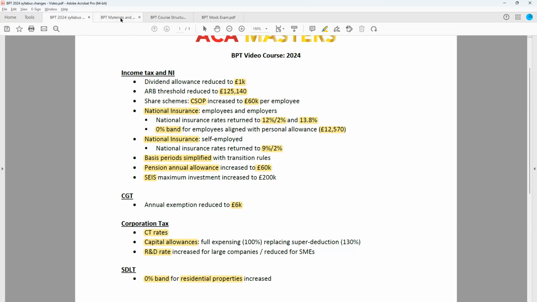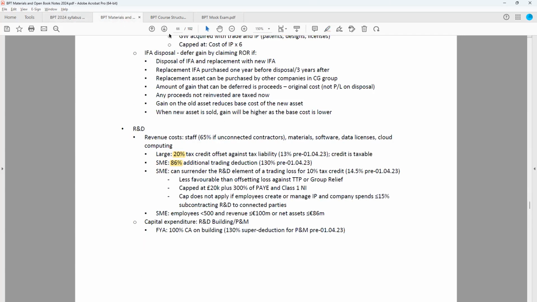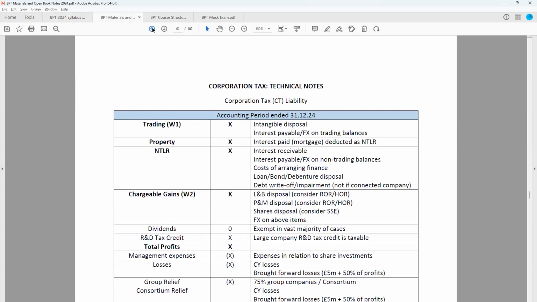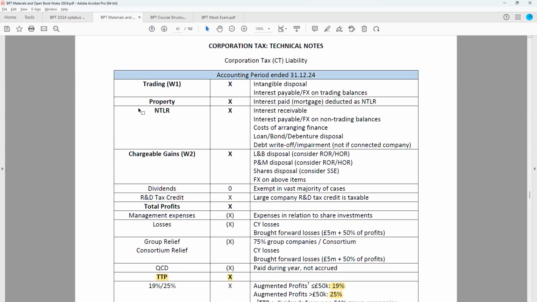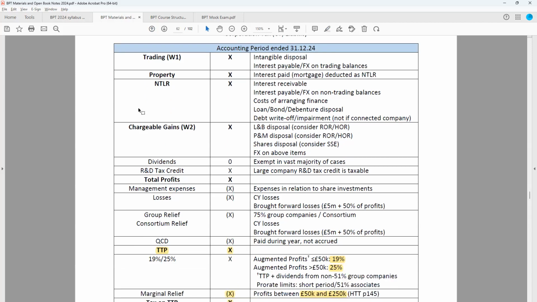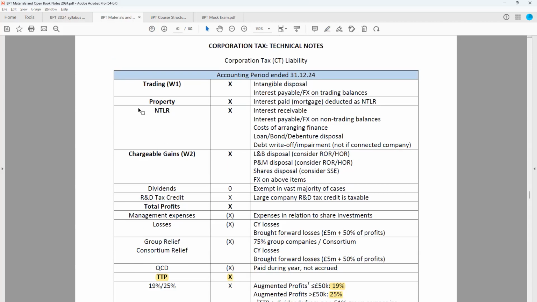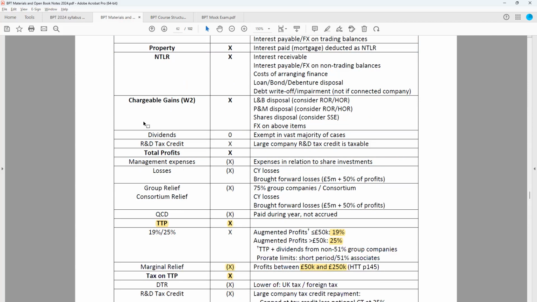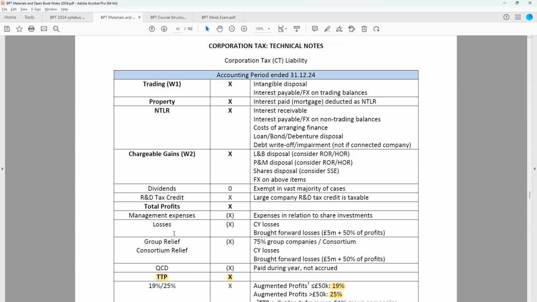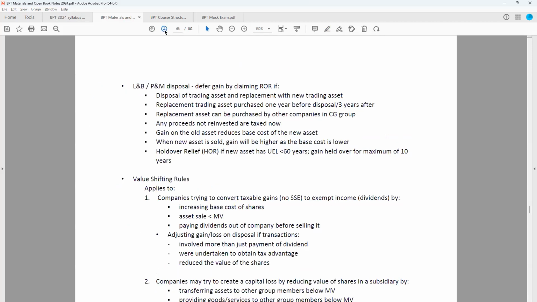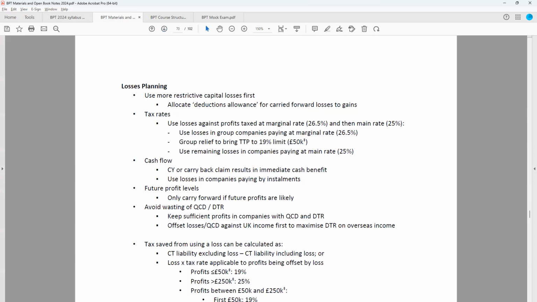But this has been upcoming for quite a few years and is already featured in some of the earlier years' BPT exam questions, but this is now fully in force, if you like, from April 23. So therefore it is a major consideration when thinking about how to claim reliefs and losses and which companies are best to claim them in. So it fits in really well to a corporation tax groups question, where you're then going to have to think about the best way to use a loss. And that's why we've made a question on that.